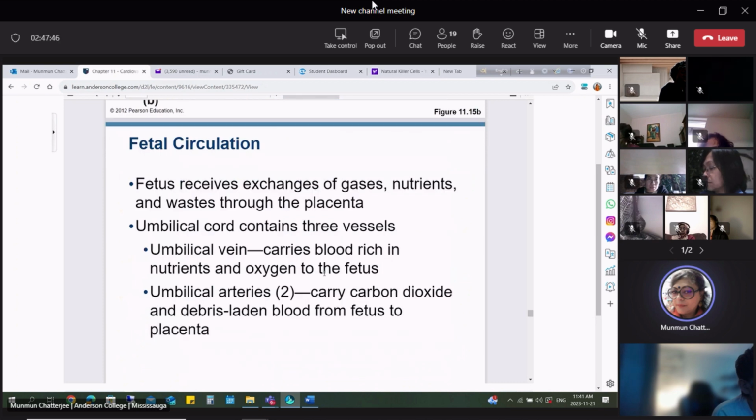What is the fetal circulation? The fetus receives exchange of gases and nutrients from the placenta, right? So everything is received from the mom through the placenta. All the nutrients the mom eats, the baby eats. If the mom feels gas, the baby feels gas. If the mom feels tired, the baby feels tired. So everything depends on the mom.